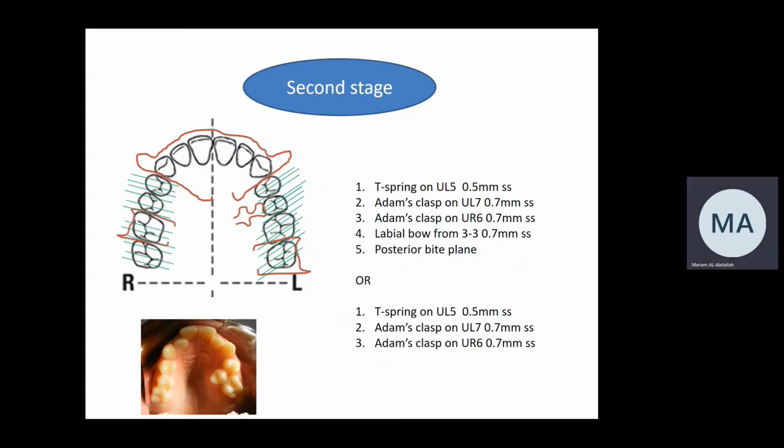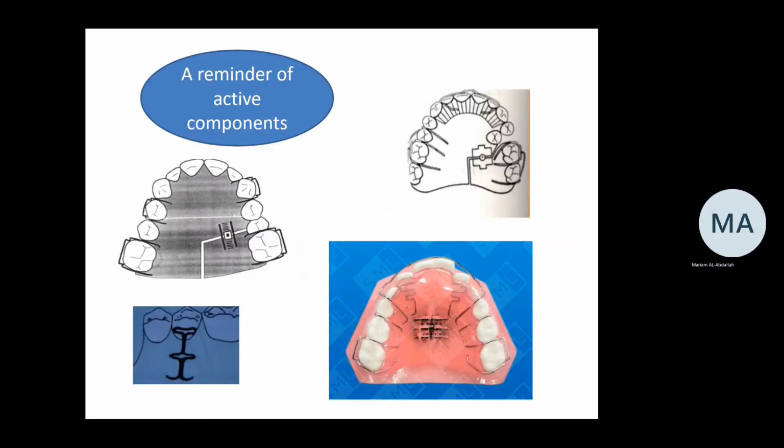This is the alternative. As I said, we can use Adams on the 4 instead of a labial bow, and really the patient will appreciate it from an aesthetic point of view. So this is an expansion screw to distalize the buccal segment. Again, this is after expansion. So this is distalization of the buccal segment.